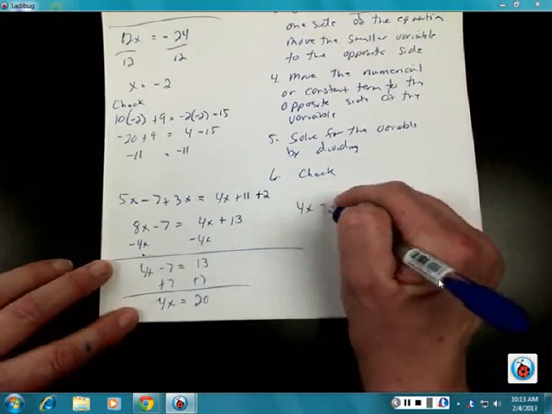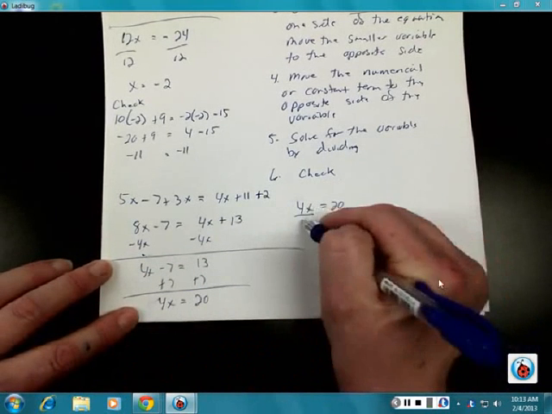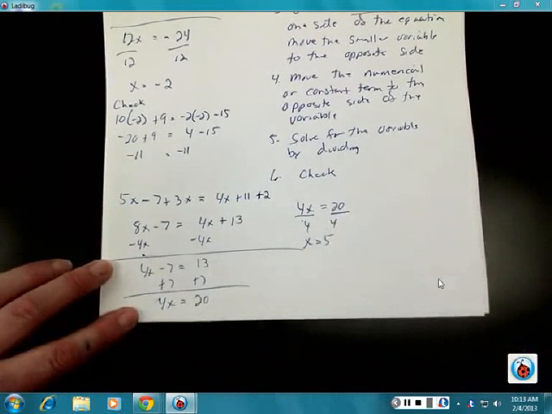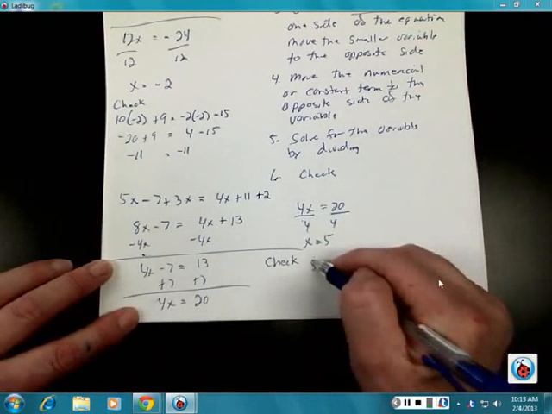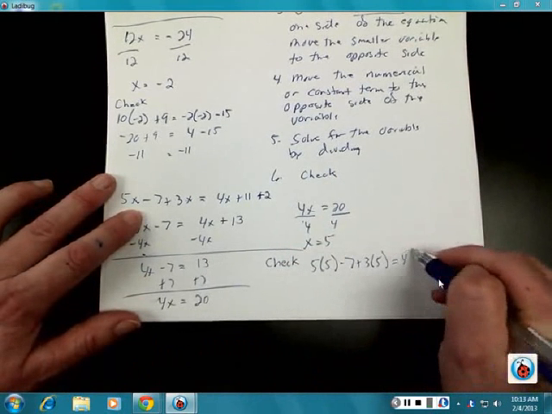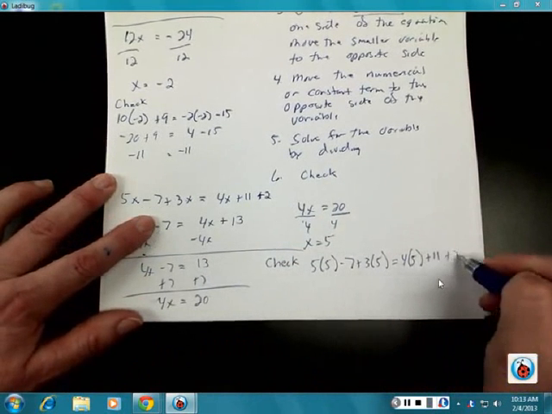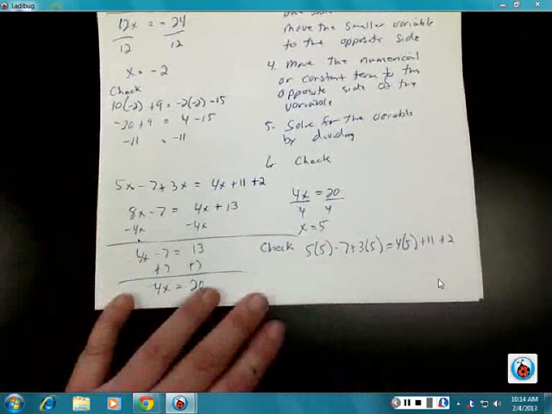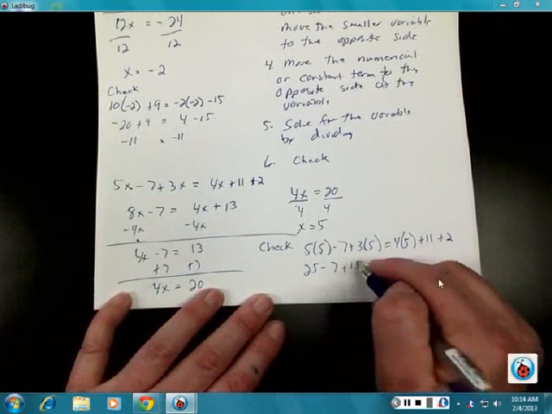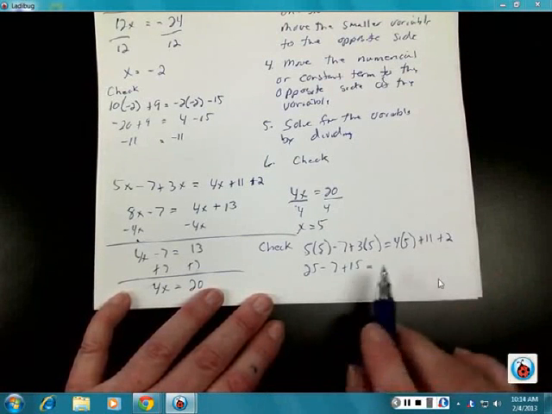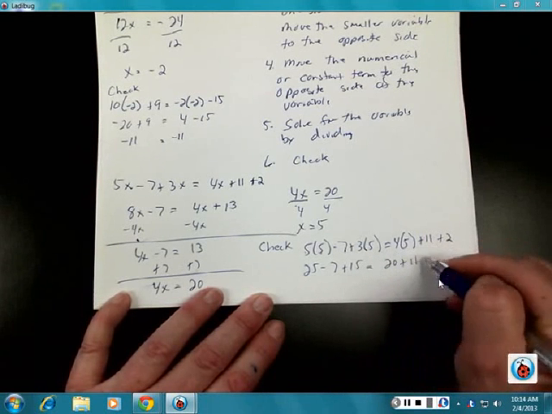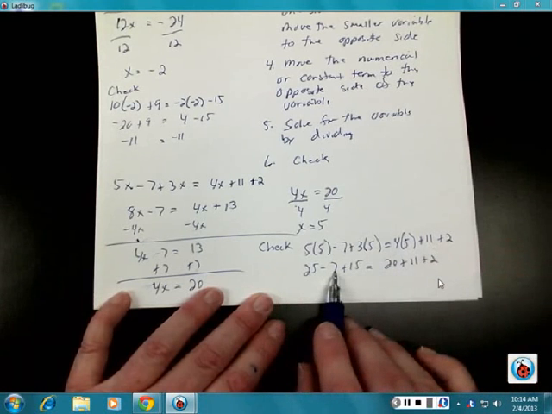So 4x equals 20. My next step is divide by 4. And so x comes out to be 5. Then check it. So 5 times 5 minus 7 plus 3 times 5 equals 4 times 5 plus 11 plus 2. Do my sides equal? 5 times 5 is 25 minus 7. 3 times 5 is 15. Again, order of operations from chapter 1. 4 times 5 is 20, plus 11 plus 2.